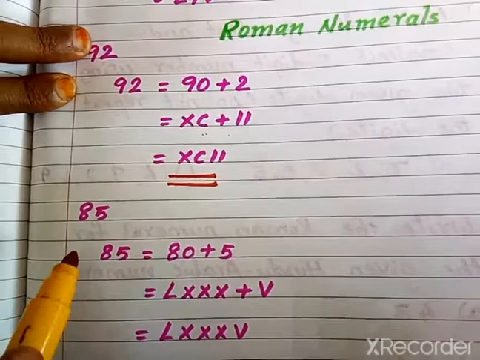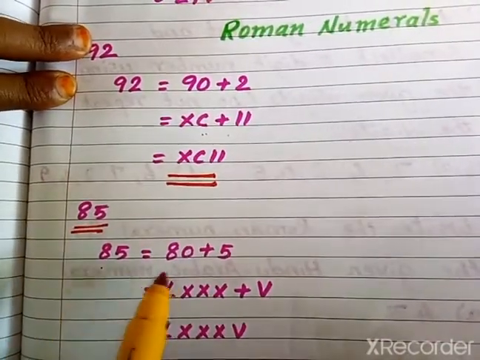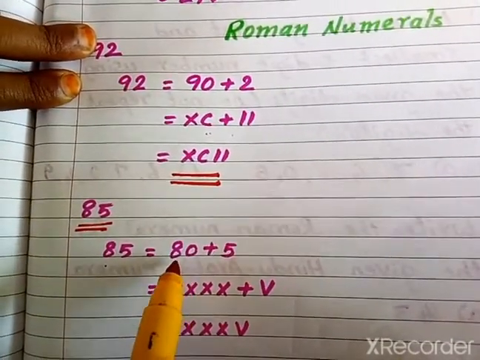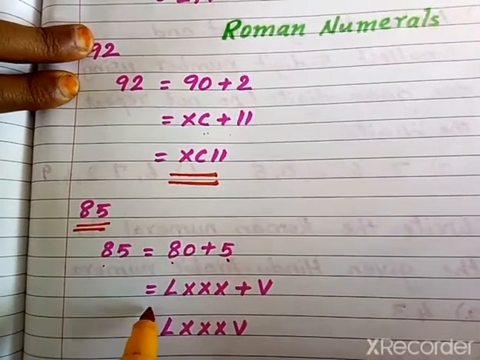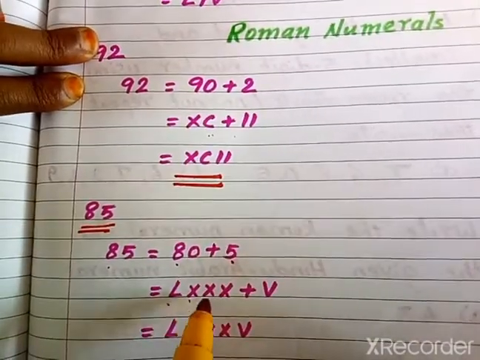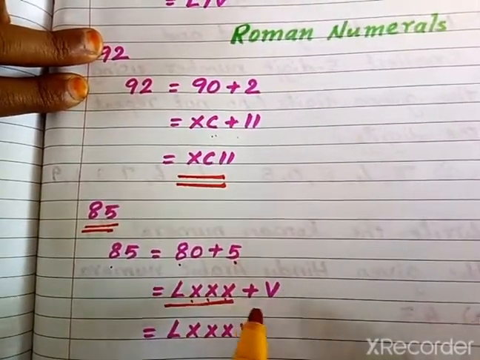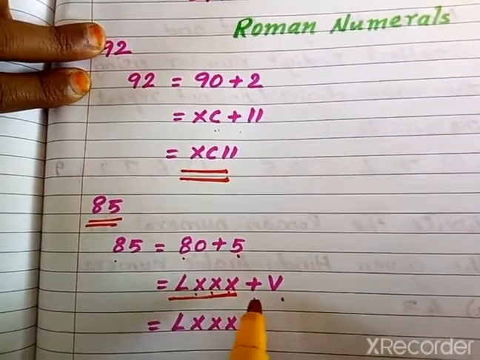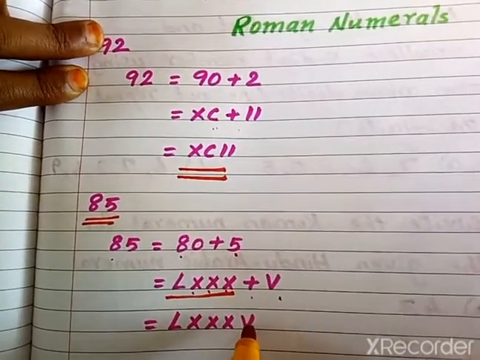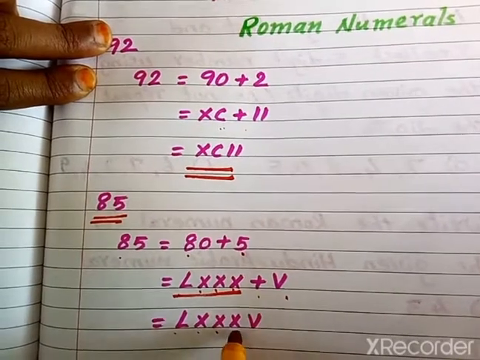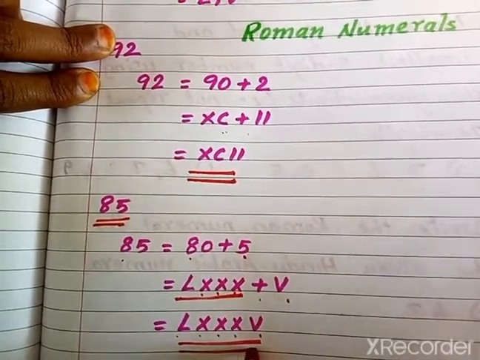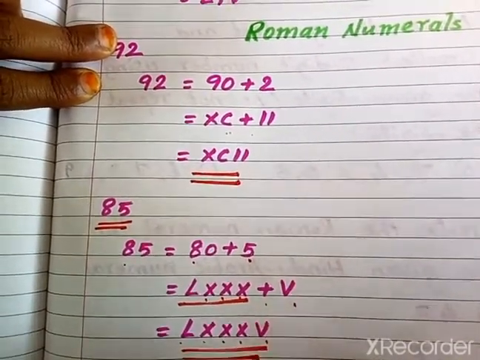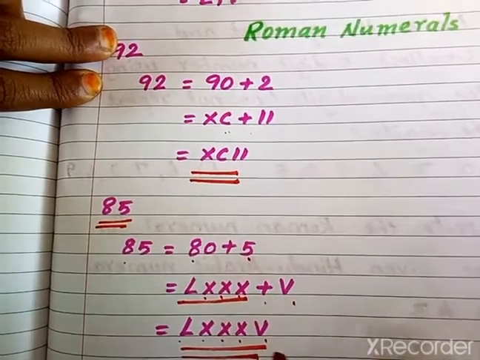Then here I have one more example, 85. 85 I have to first split and write as 80 plus 5. Then 80 is LXXX, and 5 is V. Now add, just write it after that. So LXXXV, this is the Roman numeral for 85. So these were the concepts we learned.